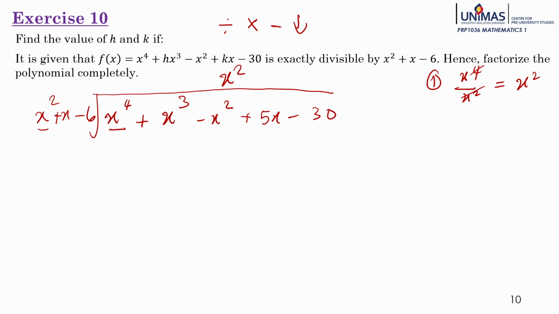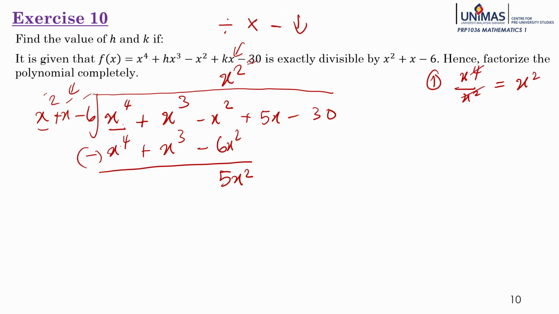Then we multiply x squared times this one. So x squared times x squared is x to the power of 4, plus x times x squared is x cubed, and then negative 6 times x squared, so negative 6x squared. After that, minus. So this one is 0, and this one also 0. So we have negative x squared minus negative 6x squared, we can get 5x squared. And then put down plus 5x.